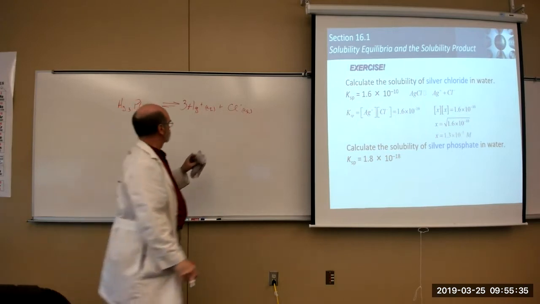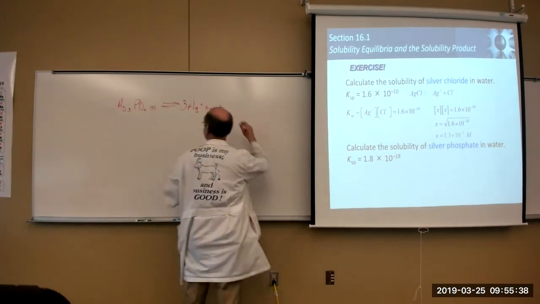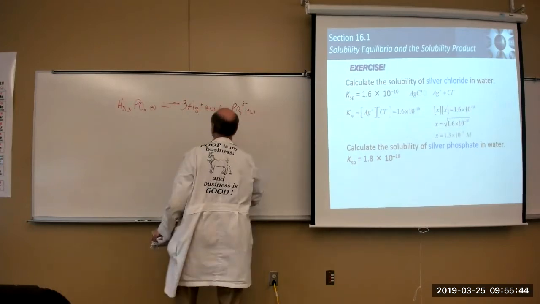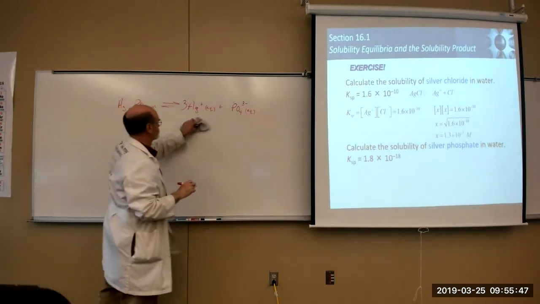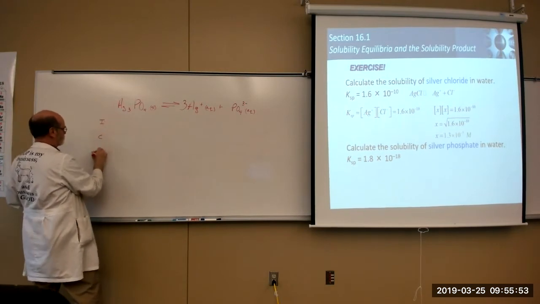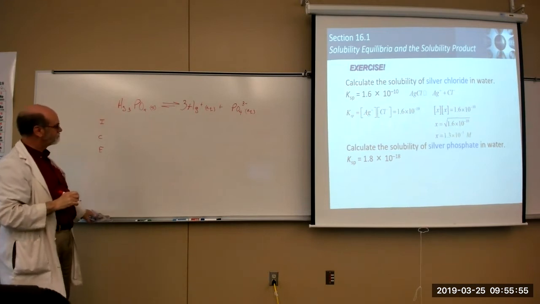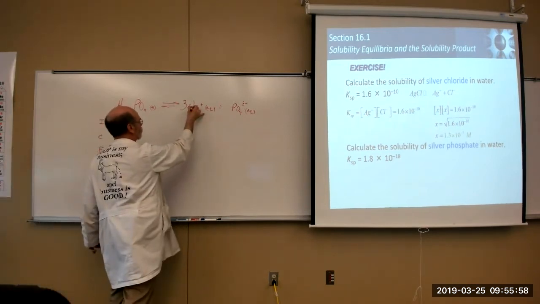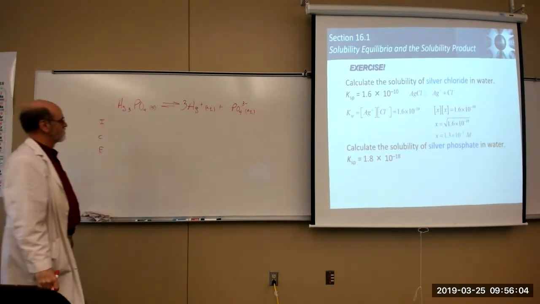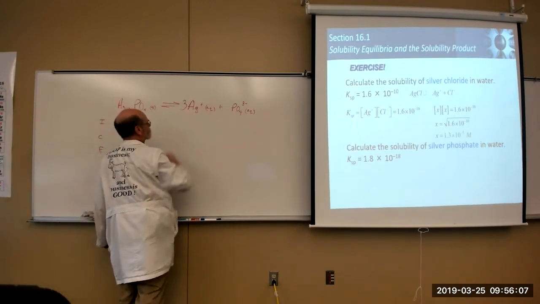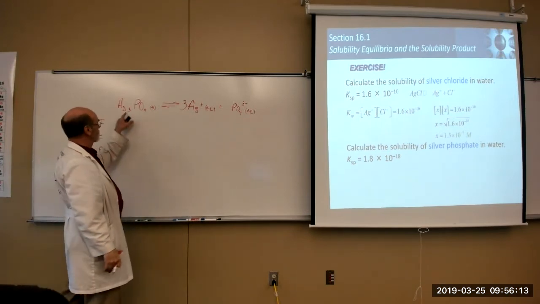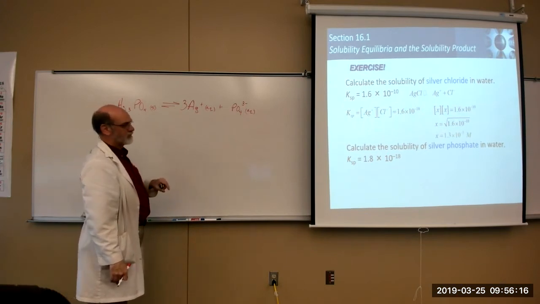I want to see if I can figure this out without looking at the board. The first thing we do is to separate the silver and the phosphate. But to balance it, we need 3 silvers. But where does that go? So is it Ag3P? No, silver is a separate cation. Phosphate is a separate anion. Oh, phosphate. I was just writing phosphorus. I didn't write the oxygen.